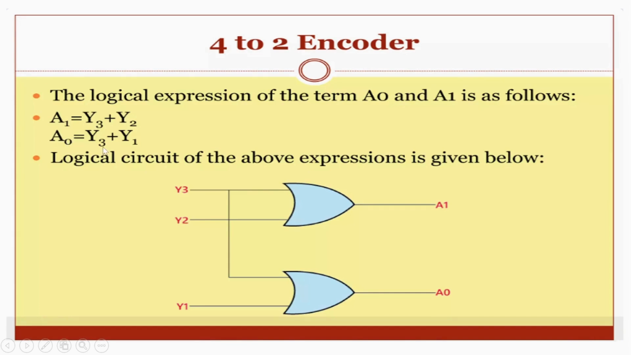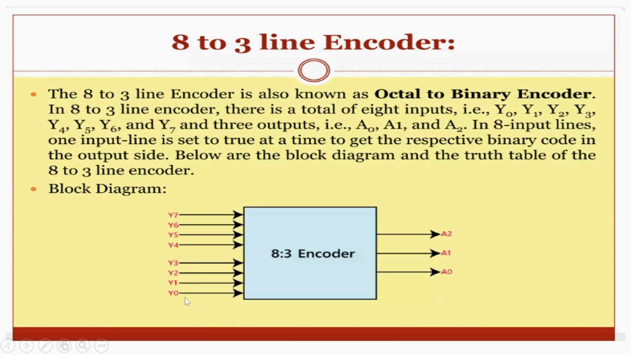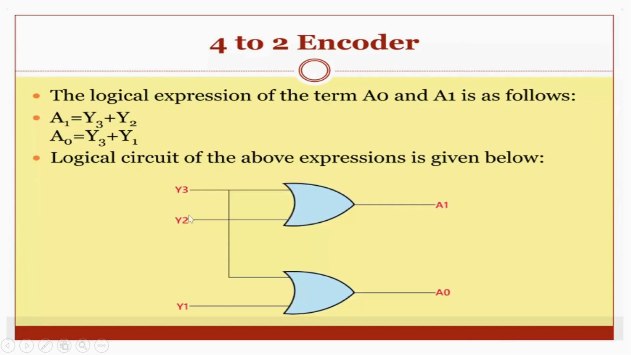For the a0 output we got the expression y1 plus y3, and for output a1 we got y2 plus y3 as the logical expression. Now we will design a logical circuit for these expressions. Firstly, you've seen that there are three inputs: y1, y2 and y3. So we'll connect them through an OR gate because there is an add operation.